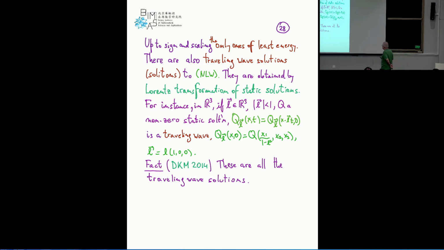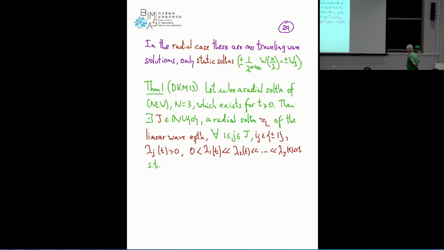And with Duyckaerts and Merle in 2014, we proved that these are all the traveling wave solutions for the nonlinear wave equation. Okay? So in the radial case, you cannot have a traveling wave solution because it destroys radiality once you do a Lorentz transformation. But you can have scalings and change of sign of the solution. And these are the only static solutions. Okay, these are known to be the only static solutions.